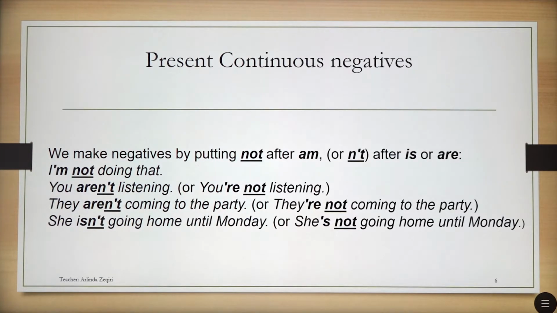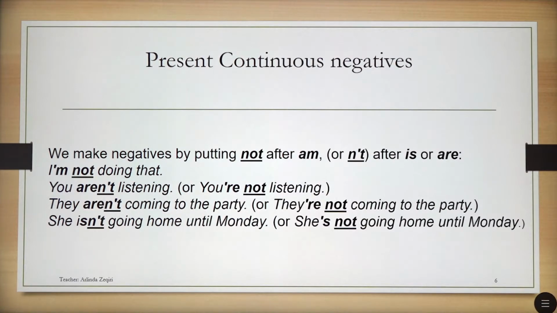When we make negative sentences in present continuous, we put not after the verb to be, like am, is, or are. We can also use the full form or the contractions. The contractions are made by removing the o in the word not and putting an apostrophe.